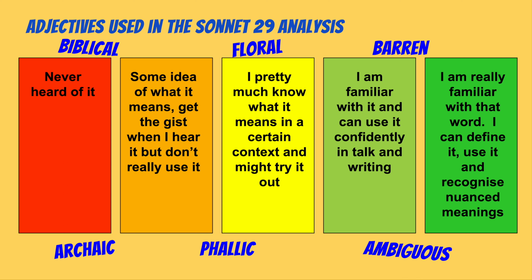So I picked out 6 adjectives used in the Sonnet 29 analysis. There's biblical, floral, barren, archaic, phallic and ambiguous. So it'll be an idea for you initially to think, okay, is there any red or amber language there? Are any of those words entirely unfamiliar to you? If you've got some paper, you'll need some for this exercise. It would be useful to jot down the words that you're really unsure of for now.